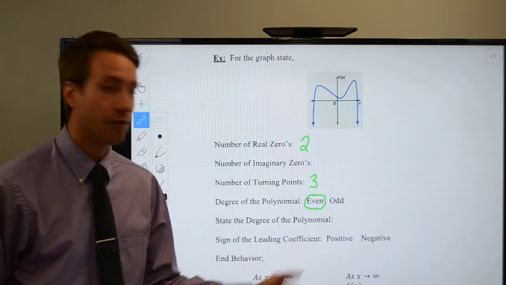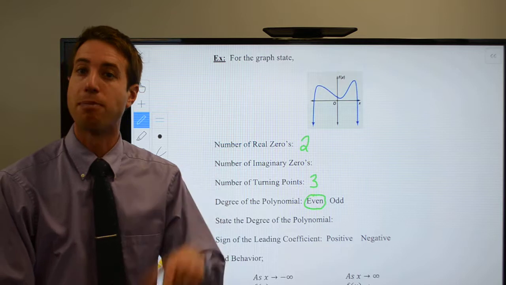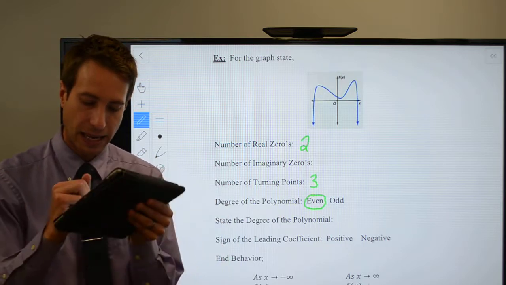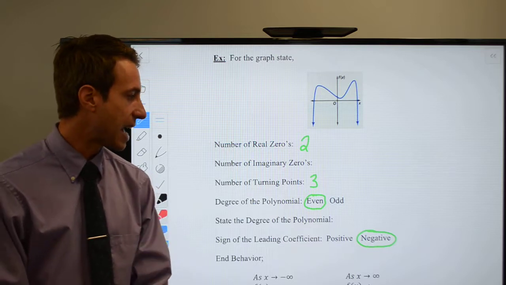Sign of the leading coefficient. Well, we already talked about this. Since both ends are headed in the same direction and both ends are headed to negative infinity, I know that my leading coefficient needs to be negative.